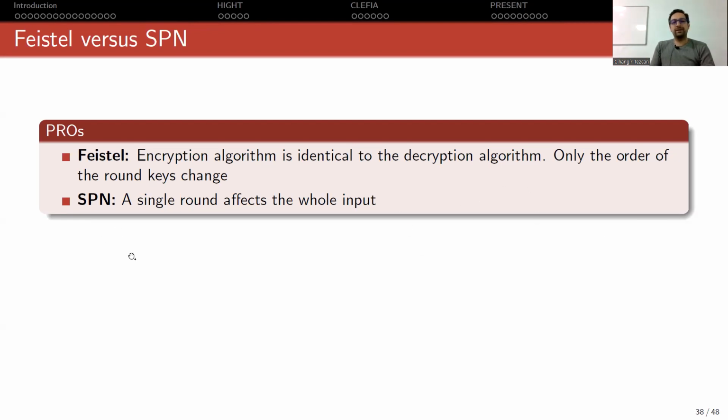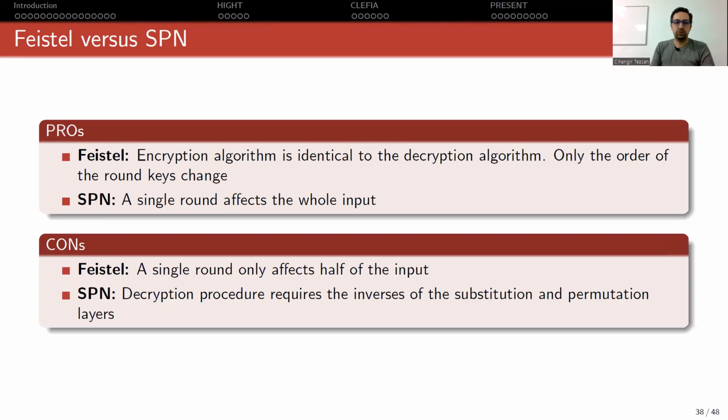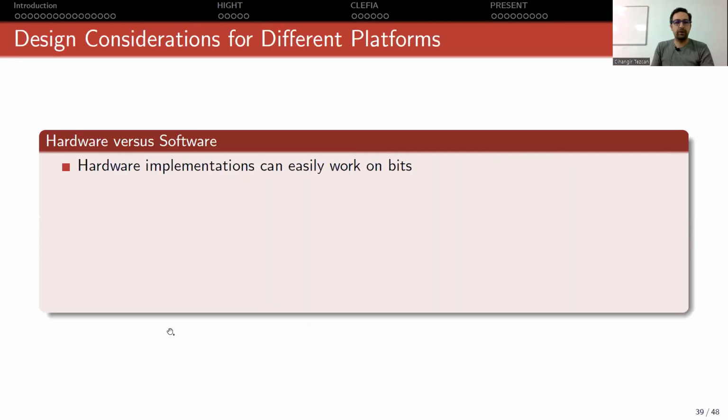But the good thing with the SPN is that a single round affects the whole input. We know that in the Feistel, we are not modifying half of it, only one half is modified. So maybe SPN might produce better confusion and diffusion. The cons are the same as I mentioned.